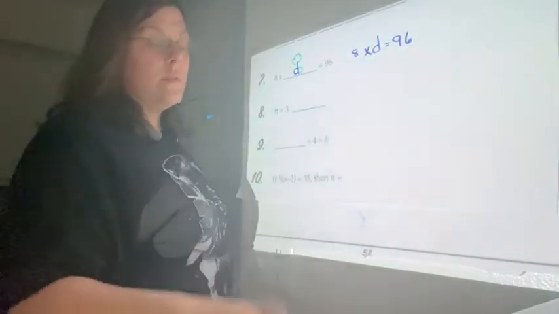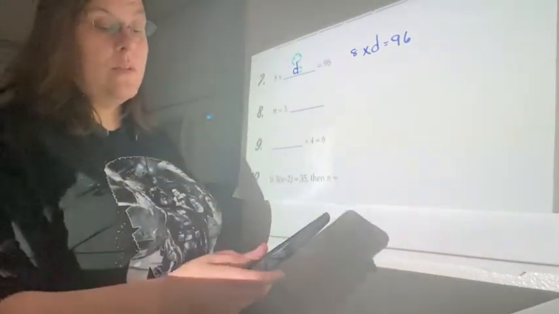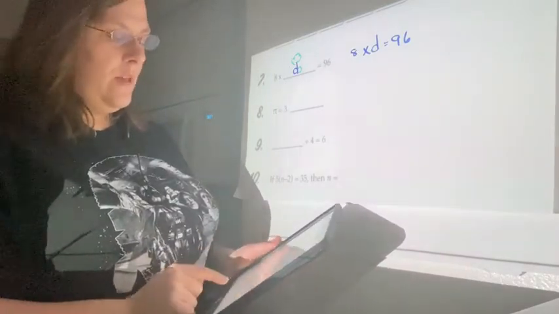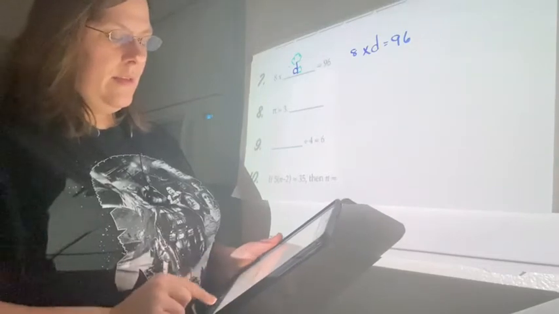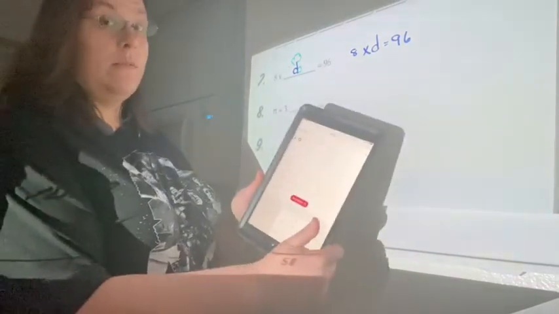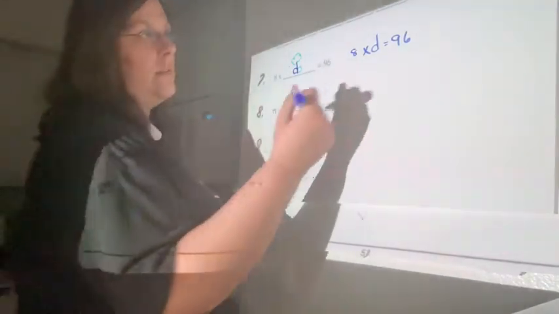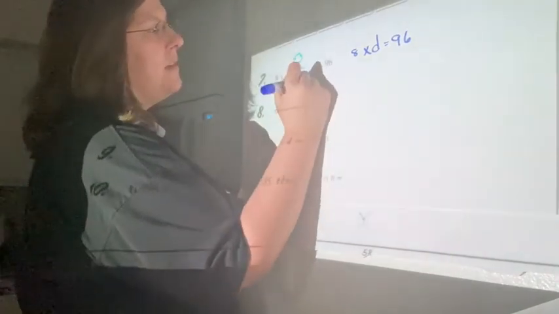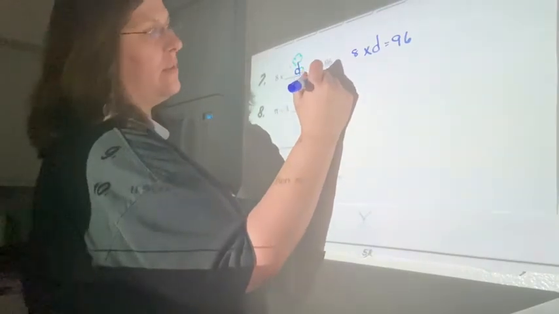8 times D equals 96. So let's try that again. 8 times D equals 96. There's 2 ways of doing this. Again, we go to our photo math because that's the tool that I want you to use. We go to the calculator function. We go to 8 times the letter D equals 96. The answer is 12. We know this is the answer, but what if you didn't have photo math? Because, like I said, Miss Cheer, she's got the time to explain it. So we know that D equals 12.